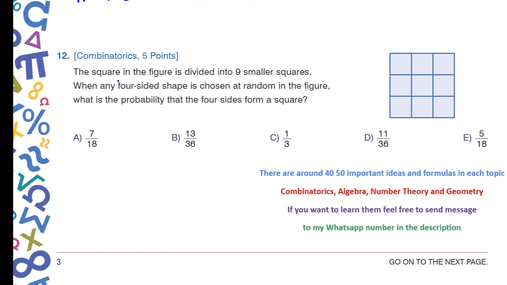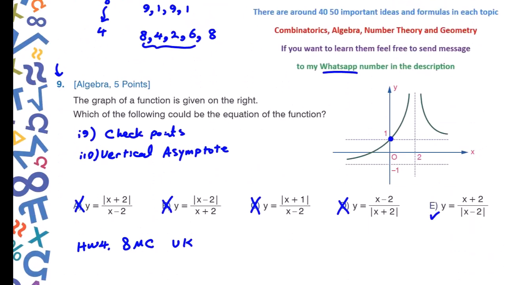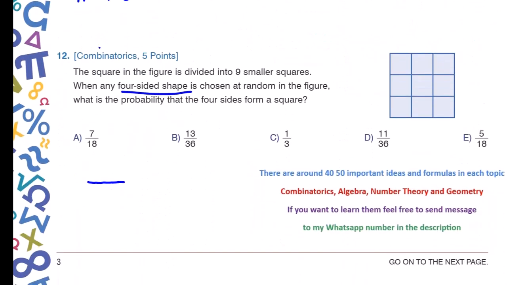Okay, this problem says the square in the figure is divided into 9 smaller squares. It would be better to explain more, but it means only, for example, not this one, okay? Or, for example, this part, because there are four-sided shapes. It means, for example, this one, a rectangle or square, with horizontal and vertical sides. What's the probability that the four sides form a square? So, how many squares are there? We should use casework, finding squares. Idea 11, casework.